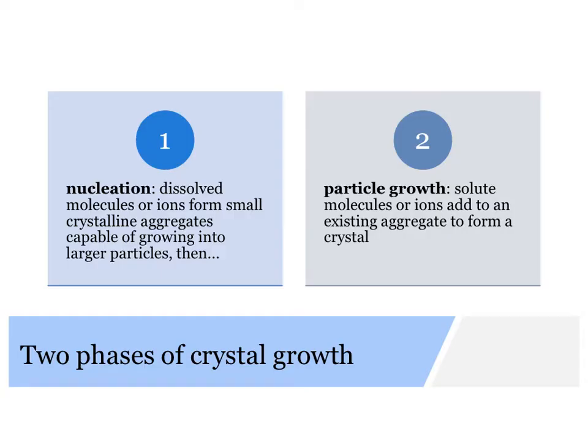Crystal growth occurs in two phases. During nucleation, dissolved particles form small crystalline aggregates on insoluble particles or scratches in the glassware. Solute particles then add to the existing aggregate to form the larger crystal.